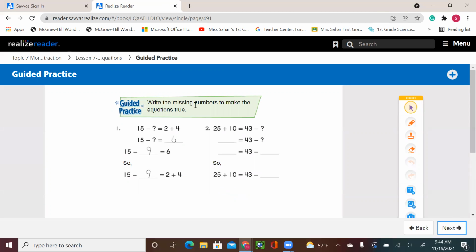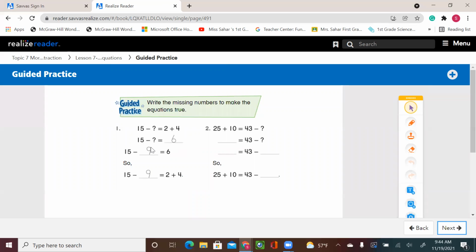All right, write the missing numbers to make the equations true. 15 minus something equals 2 plus 4. 15 minus. So what am I going to do? I'm going to get the sum or the total for this part. So 2 plus 4 equals 6. So now 15 minus something equals 6.